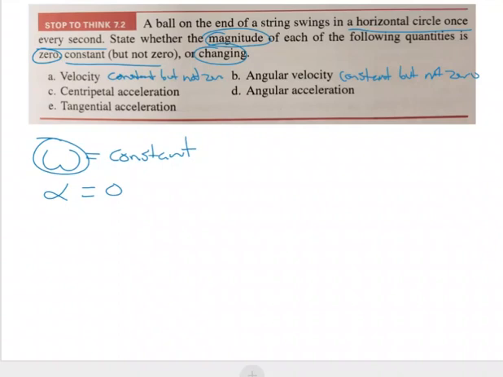Centripetal acceleration. We always have a centripetal acceleration. If this thing is going around in a circle, then there is a centripetal acceleration. It is not zero. This does not have an acceleration tangentially, so therefore it is constant, but not zero.